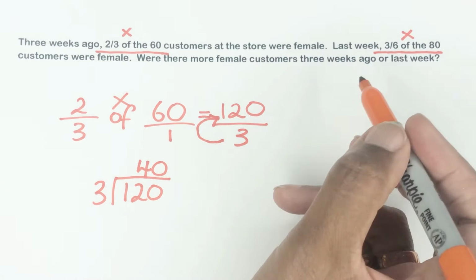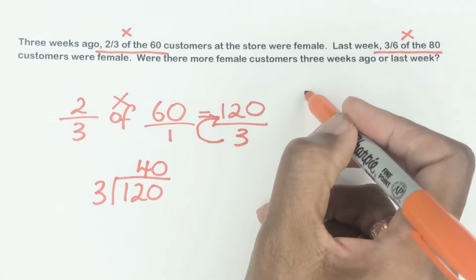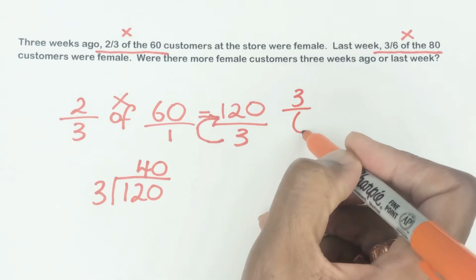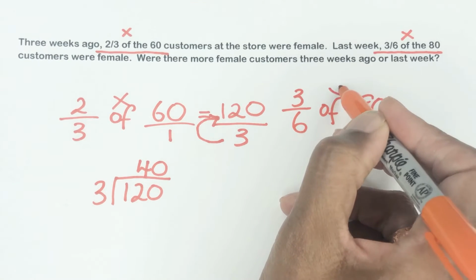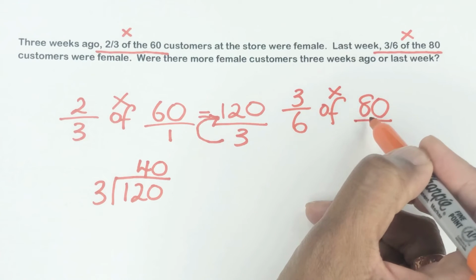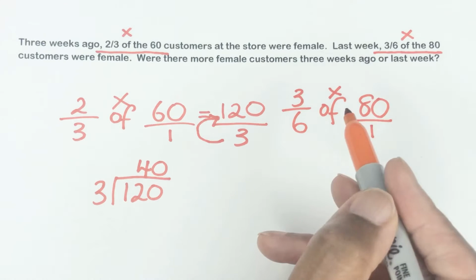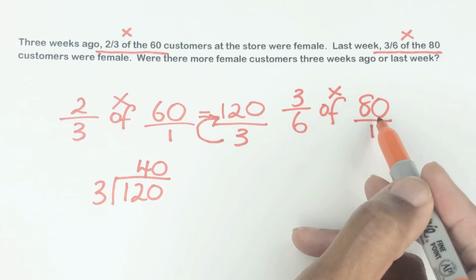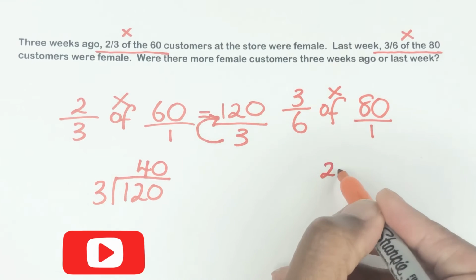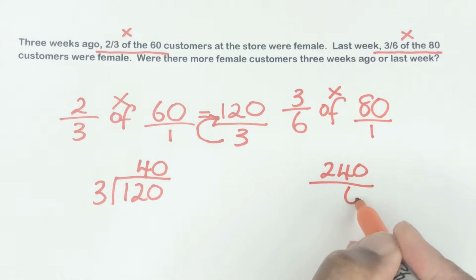So let's go across here and let's do the 3/6 of 80. Right, so let's set it up here. Like we said before, of means multiplication, and then we make a whole number a fraction by putting it over 1. So we just go straight across. 3 times 8 is 24, with the 0 at the end is going to give us 240. 6 times 1 is 6.